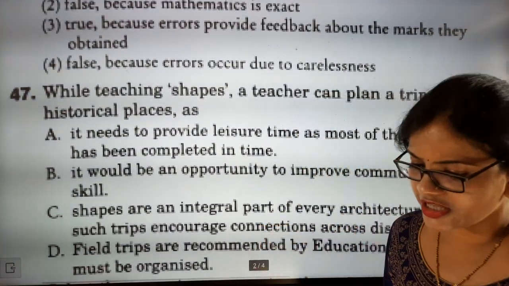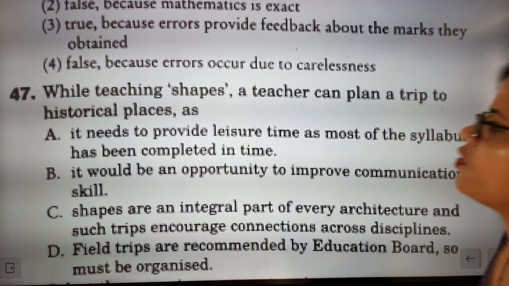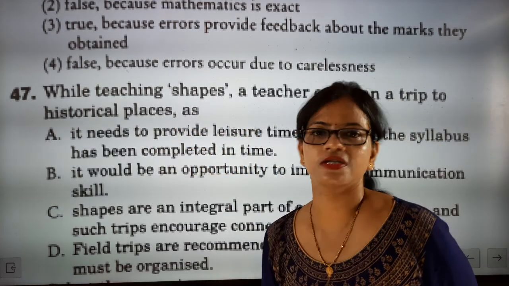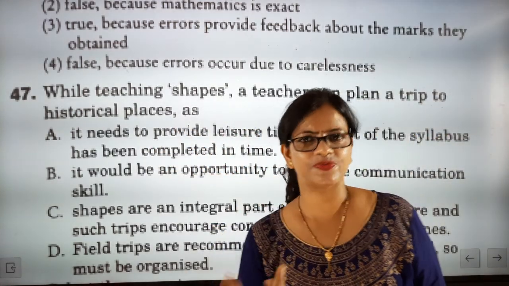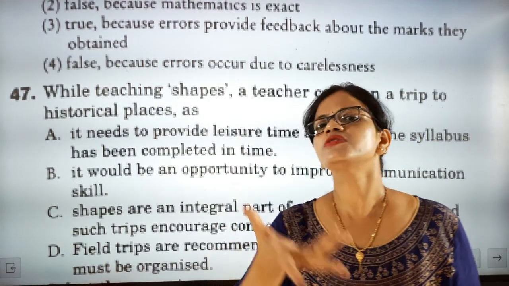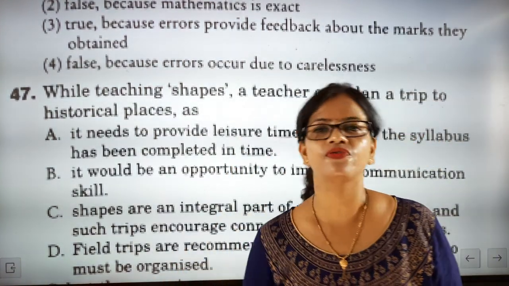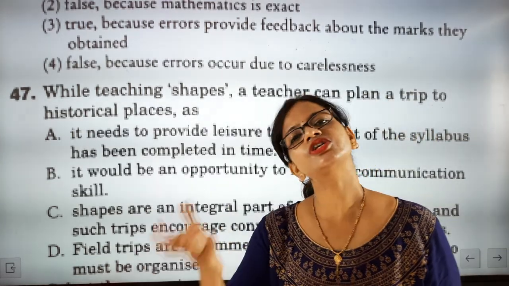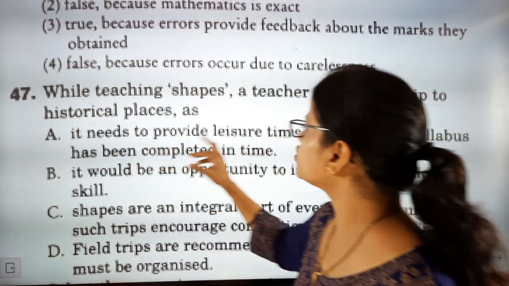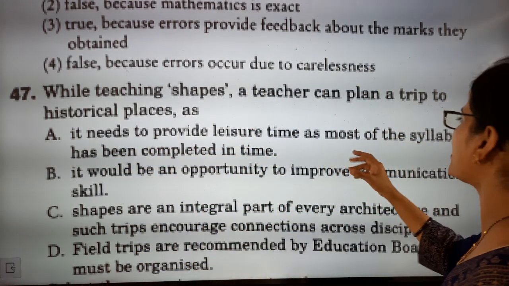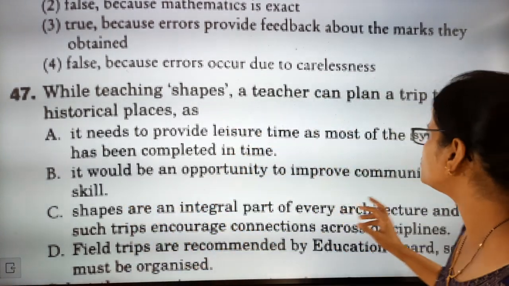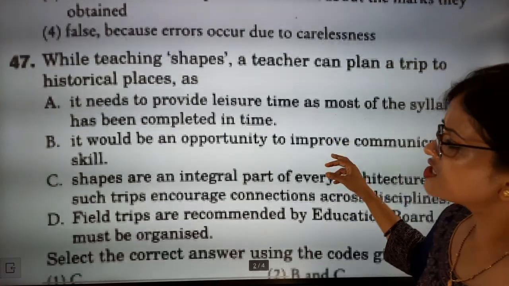Now question number 47. So what is question number 47 telling? While teaching shapes, a teacher can plan a trip to historical places. So now you have to teach different types of three-dimensional shapes like cone, sphere, cylinder. Now the teacher wanted to teach 3D shapes, and she took the children to historical places. It needs to provide leisure time, as most of the syllabus has been completed in time. It would be an opportunity to improve communication skill.